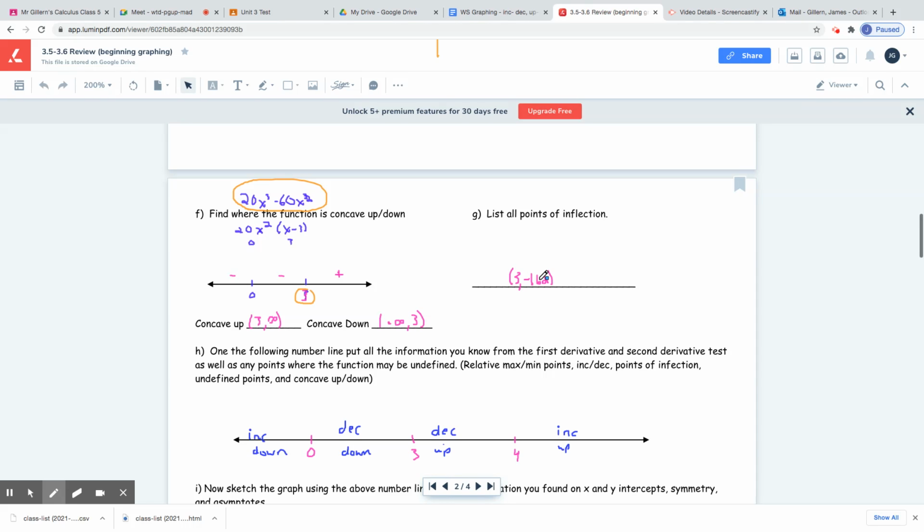Yeah, you can have that. All right. So that's the second derivative.